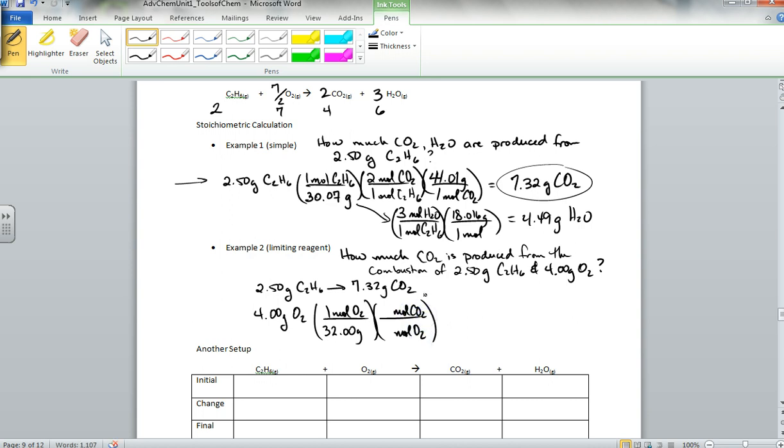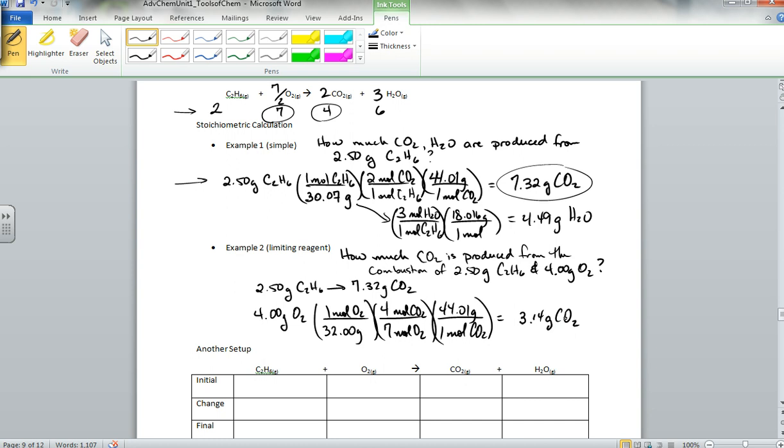In this case, I'm going to go back up to my coefficients. This might be a time where you don't want to use that 7/2, so we'll use the second line. The ratio is 7 moles of oxygen will go to produce 4 moles of CO2. So 7 and 4. And then the last step is converting back to grams. And we end up with 3.14 grams of CO2.